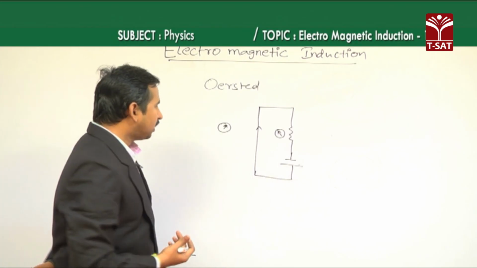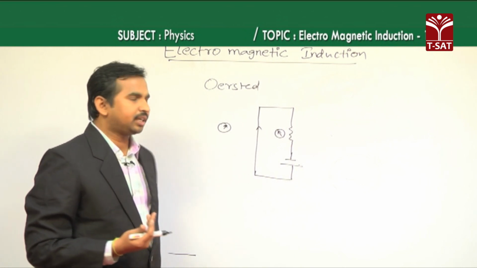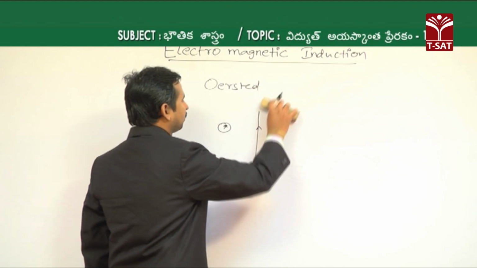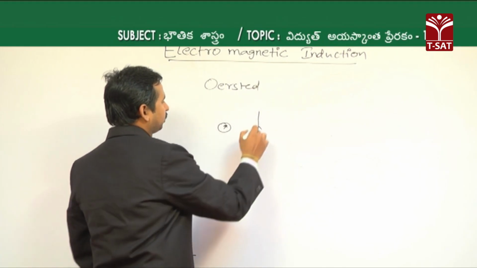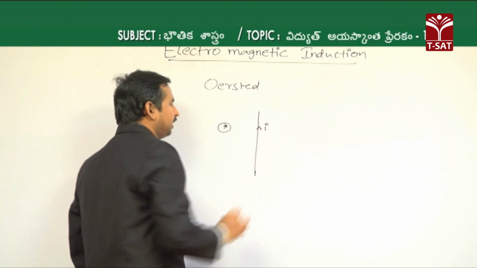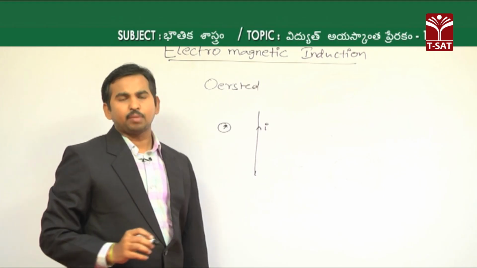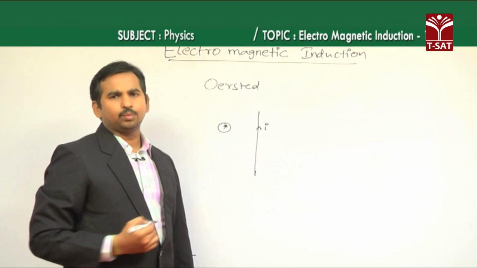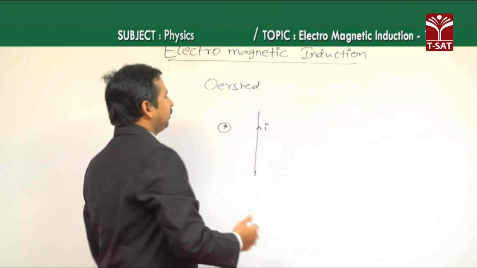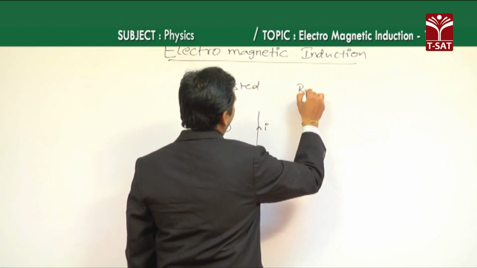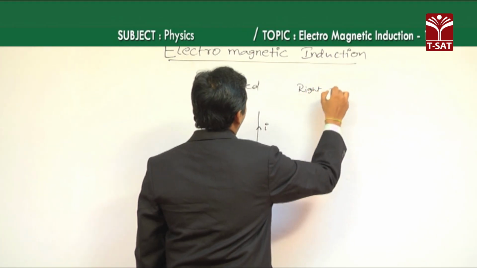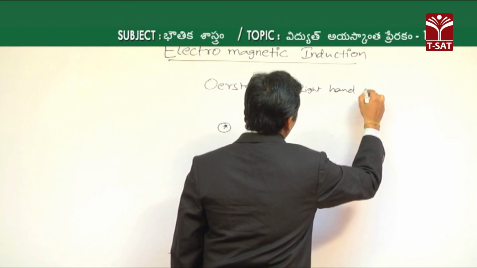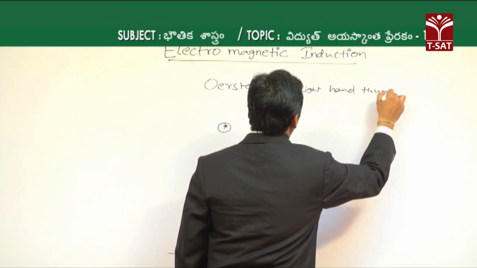Now if you consider a straight conducting wire through which the current is passing, let it be I. The magnetic lines come around this current carrying wire by following a very important rule called the right hand thumb rule, which is also called the right hand grip rule.